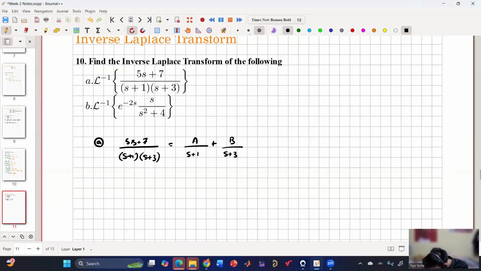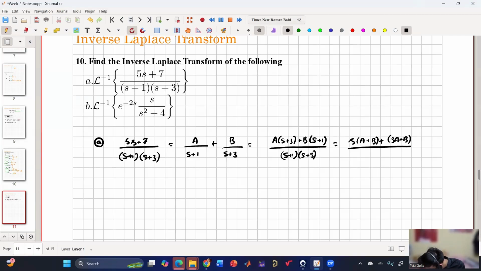We have to calculate a and b. So I will combine this: a into s plus 3 plus b into s plus 1 by s plus 1 into s plus 3. So now I'll write s into a plus b plus 3a plus b by s plus 1 into s plus 3. Now I'll compare the coefficients on the LHS and RHS. That will give me two equations. The first equation gives a plus b is 5. The second equation gives 3a plus b is 7. So now can you tell me what is the value of a and what is the value of b?